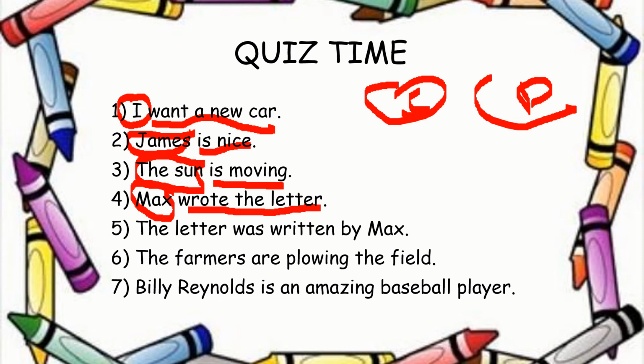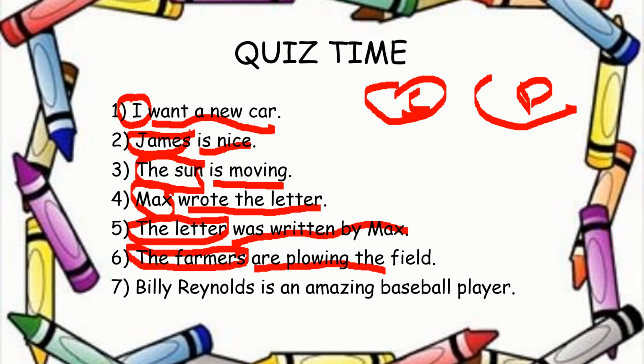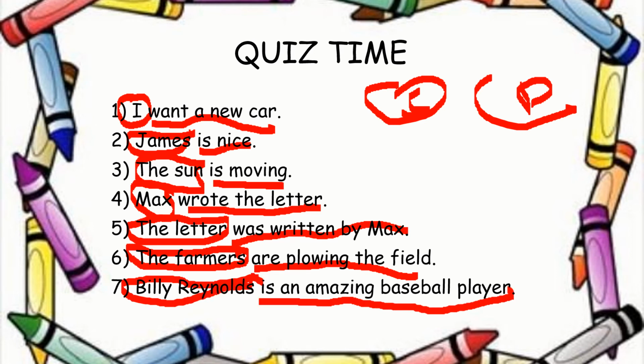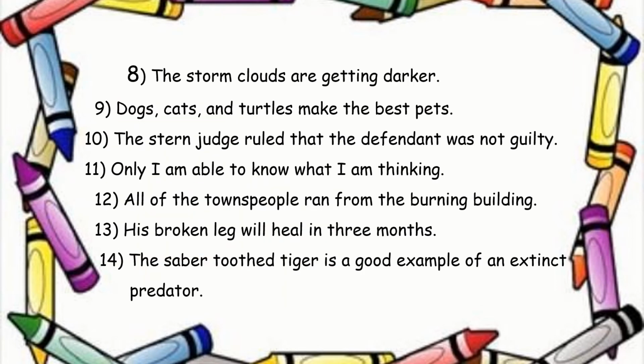The letter was written by Max. The letter is the subject and was written by Max is the predicate. The farmers are plowing the field. The farmers is the subject and are plowing the field is the predicate. Billy Reynolds is an amazing baseball player. Billy Reynolds is the subject and is an amazing baseball player is the predicate. Let us continue. The eighth one. The storm clouds are getting darker. Here, the storm clouds is the subject and are getting darker is the predicate.